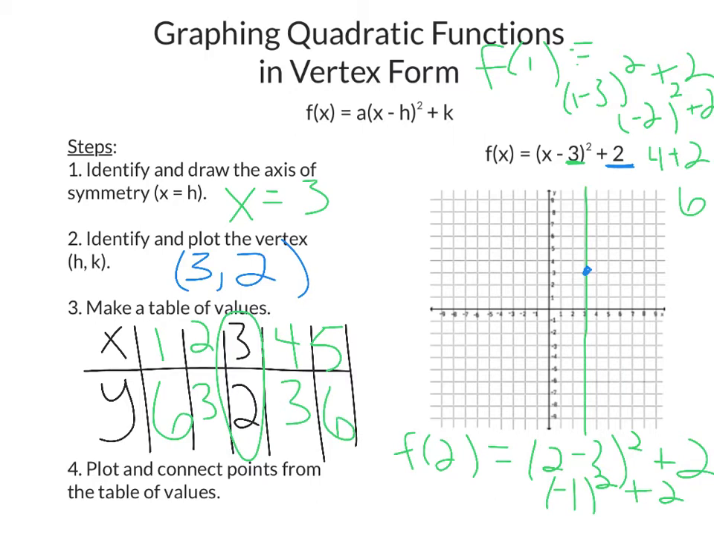Now that we've made our table of values, we can plot our points and connect them to create our U-shaped parabola. Once we have done this, we have finished graphing this function. Please take a moment to pause this video and record these steps and this example in your notes.